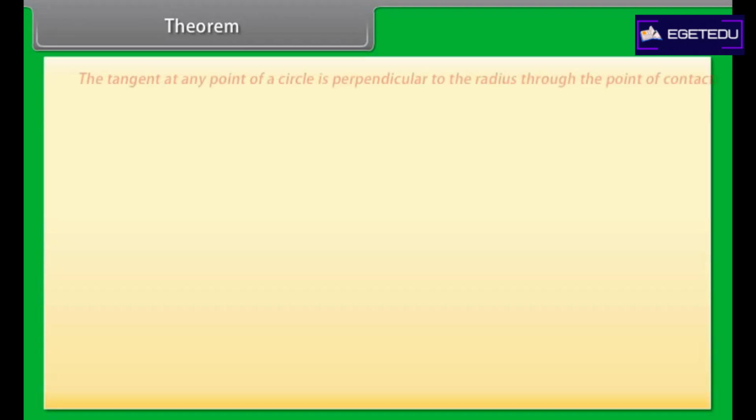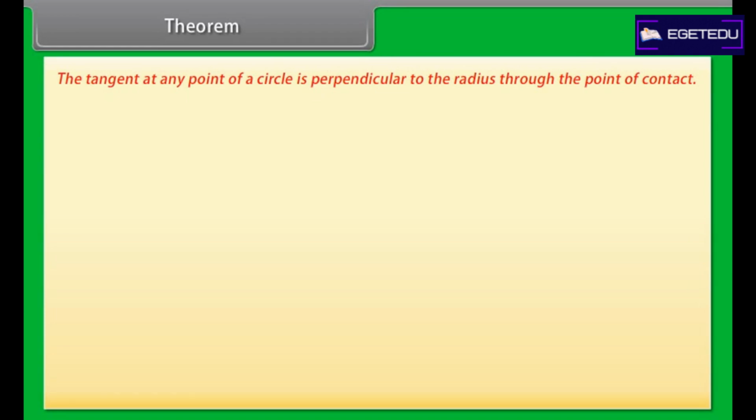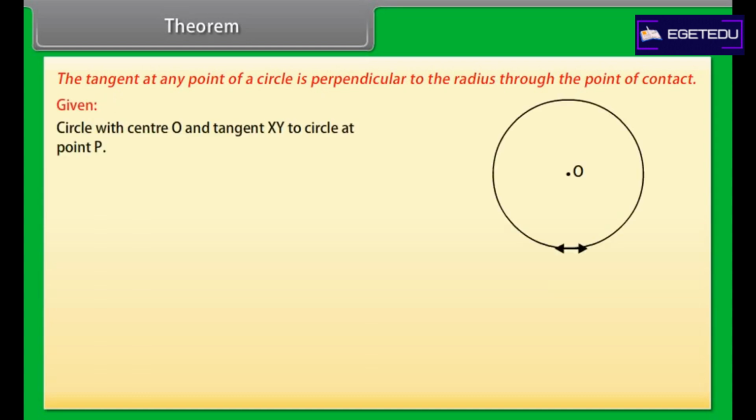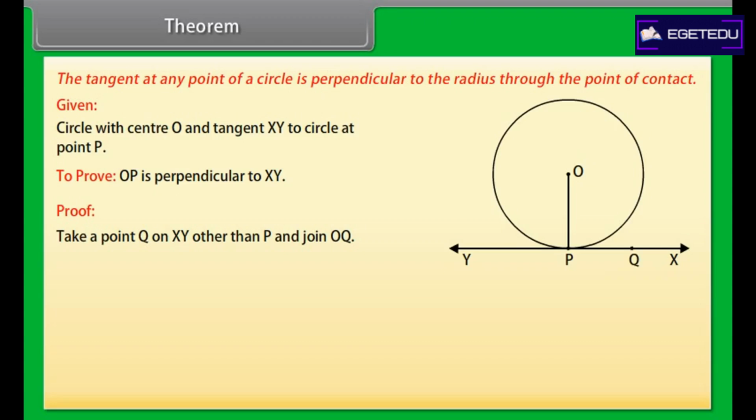Theorem. The tangent at any point of a circle is perpendicular to the radius through the point of contact. We are given a circle with center O and a tangent xy to the circle at a point P. We need to prove that OP is perpendicular to xy. Take a point Q on xy other than P and join OQ. Also, the point Q must lie outside the circle, because if Q lies inside the circle, then xy will become a secant and not a tangent to the circle.